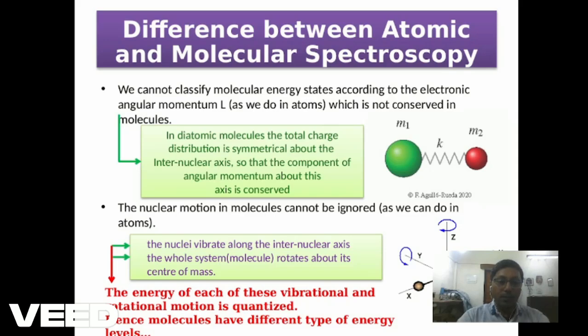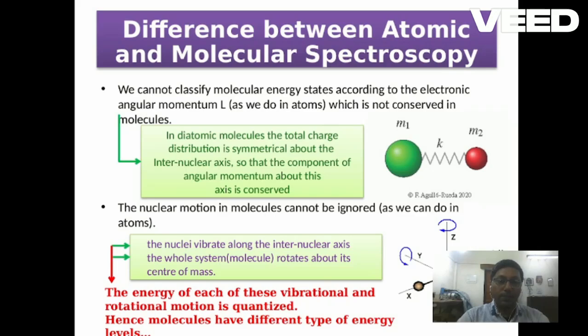The second thing is that the whole system of the molecule rotates about its center of mass axis, and therefore there are rotational degrees of freedom for this molecule, and according to this we have to classify the rotational energy levels.